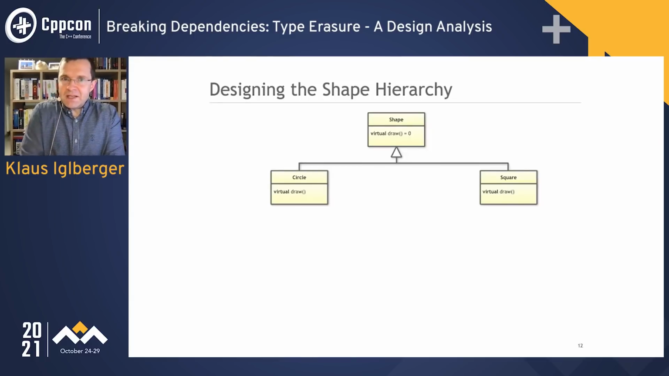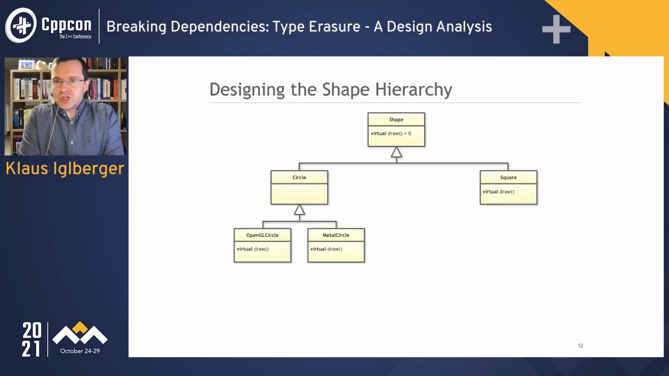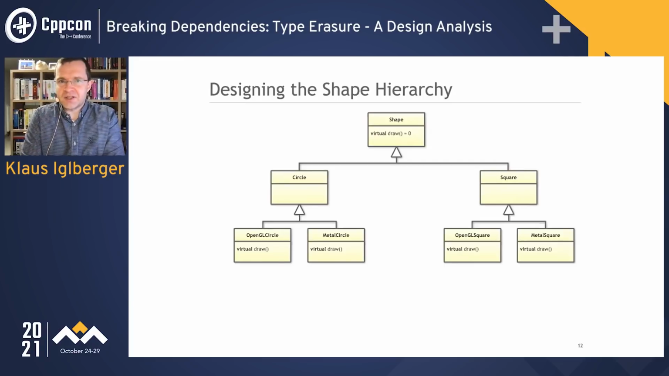And again, a naive solution is to just inherit again. So let not the circle implement draw, but deriving classes: OpenGL circle, Metal circle, 3DX circle. They might implement draw in many, many different ways. Hey, problem solved. Yeah, okay. We also have to do this on the square side, of course, because the square also needs to draw somehow. Well, it's not beautiful, but it actually might work for some time.